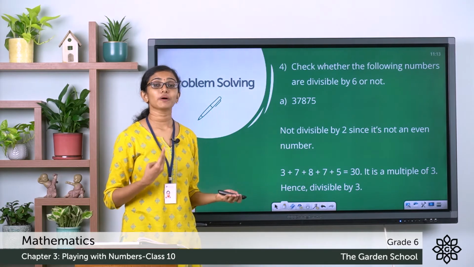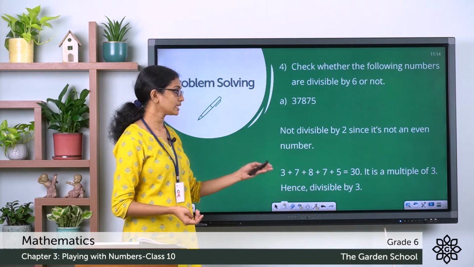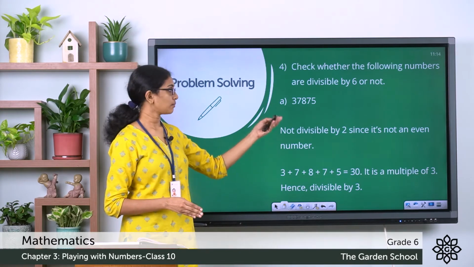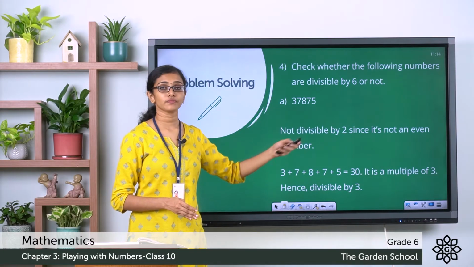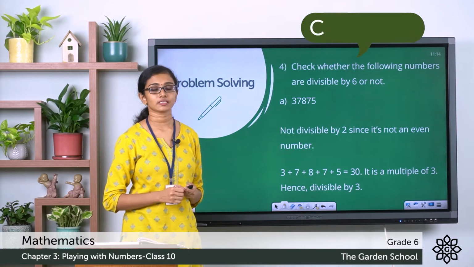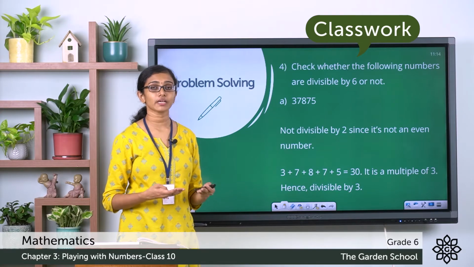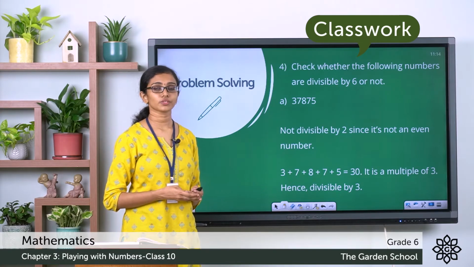So will it be divisible by 6? No, it is only divisible by 3. So the given number 37,875 is not divisible by 6. Now check the divisibility by 6 for the other question also.